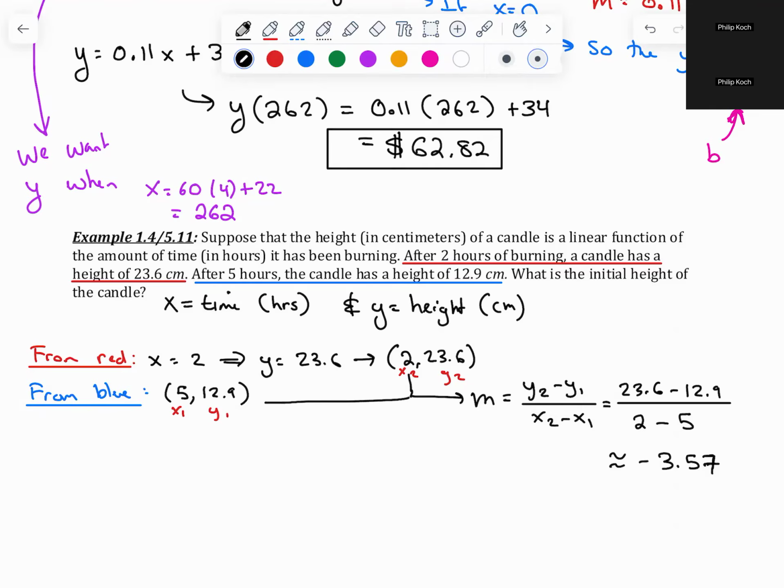By the way, I realized that one thing I didn't mention is why we're doing this. Whenever we're doing a word problem, we should always ask ourselves, what am I trying to find? I want to find the initial height of the candle. I want to know the y value when the x value is 0. I want the y-intercept, truly, but we can still just do it by plugging in y equals 0.